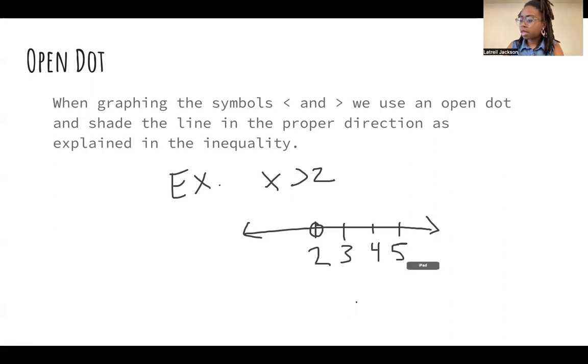All right, and we shade it in. I like to shade mine in different ways. And that's basically your answer. So anything greater than 2 counts, 3, 4, 5, 6, all the way to infinity. All right, that's what this arrow means. Let's try a different one.